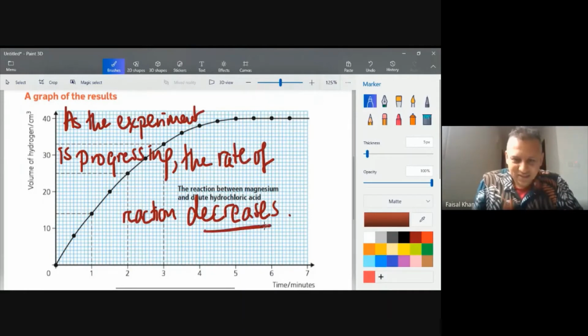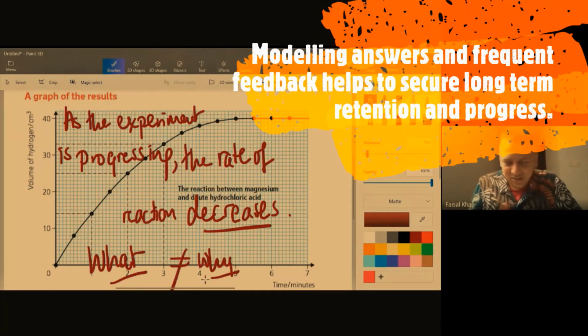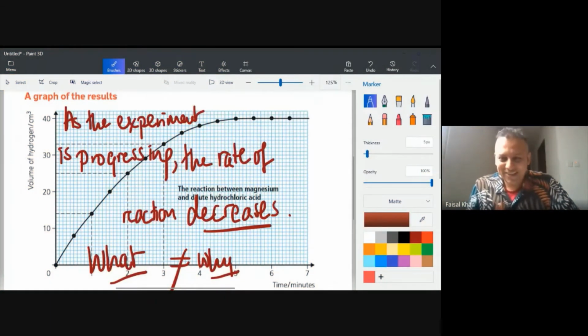Right. So, Hamza, what we need to understand is that the word what is not the same as why. Is that something other teachers have told you about? Yes. So, the word what is not the same as why. This is a describe question. It's not a compare. It's not an explain question. Good.